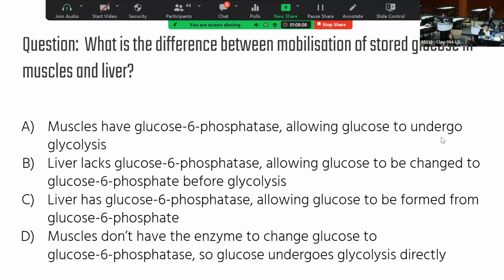Okay, question: what is the difference between mobilization of stored glucose in the muscle compared to the liver?